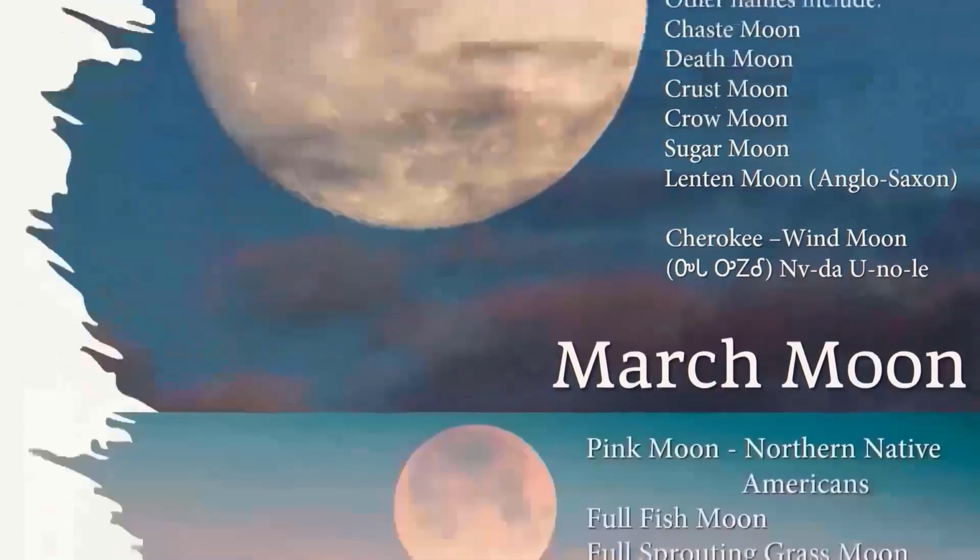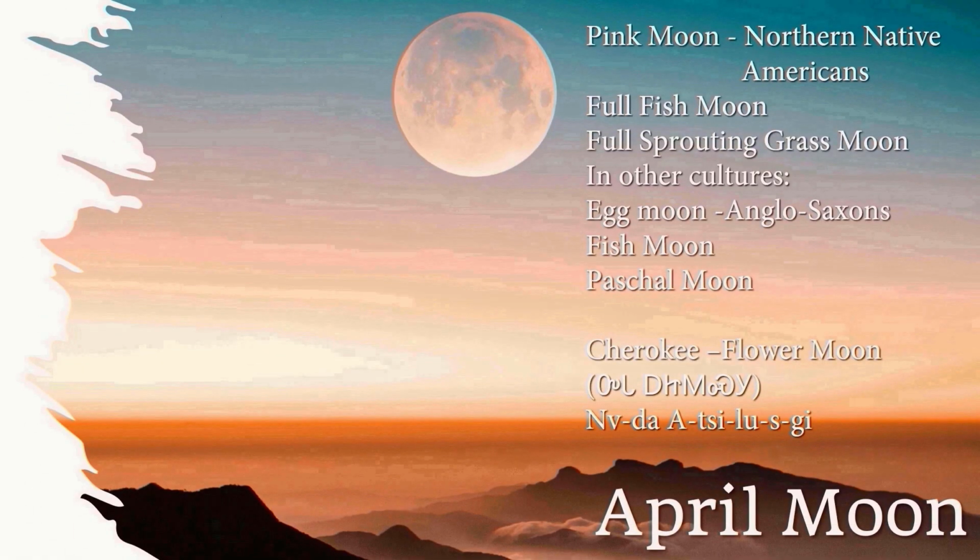the Wind Moon. Some northern Native Americans call April's full moon the pink moon, after a species of early blooming wildflowers. The Cherokee name was simply flower moon, a time for flower blooms and when the earth is renewed. Yet there still were other names: full fish moon, sprouting grass moon, egg moon by the Anglo-Saxons, and also the Paschal moon, since it was used to estimate the time for Easter.